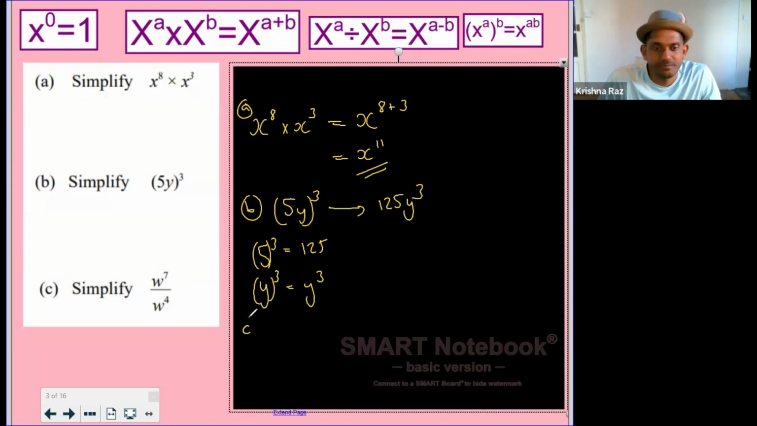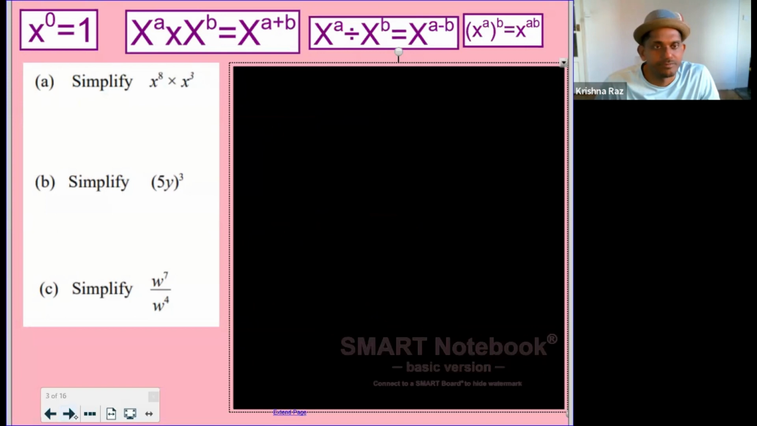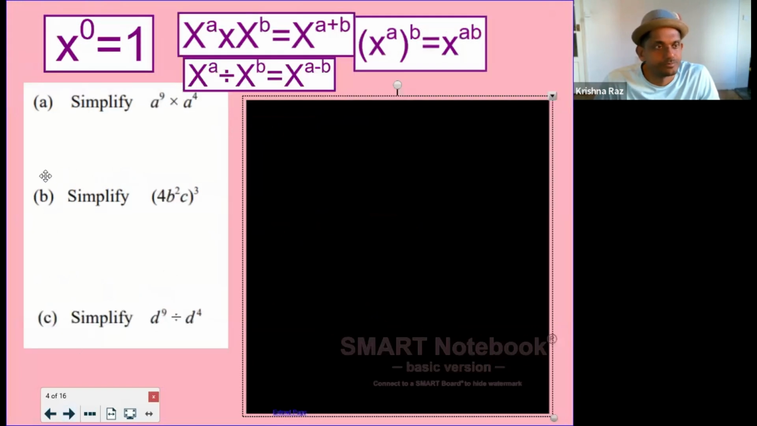And C, we have w to the power of 7 divided by w to the power of 4. So in this instance, we will subtract the powers, and so we will get w to the power of 3. Okay, next, what do we have? 3 more. So again, if you want to give them a go, pause the video.